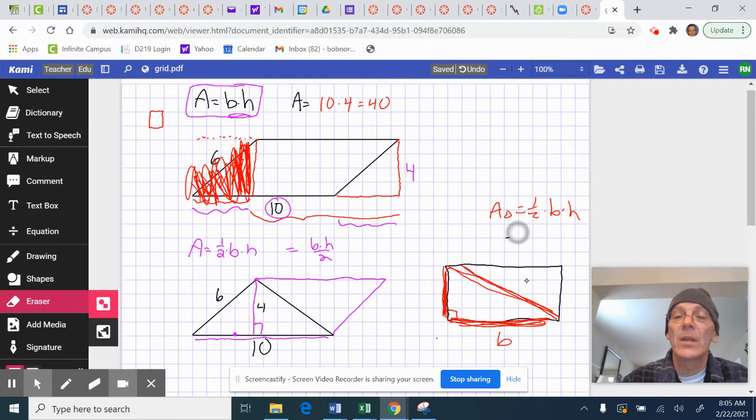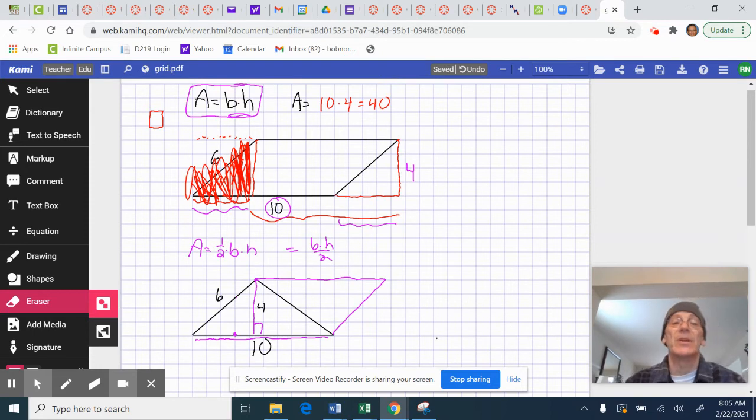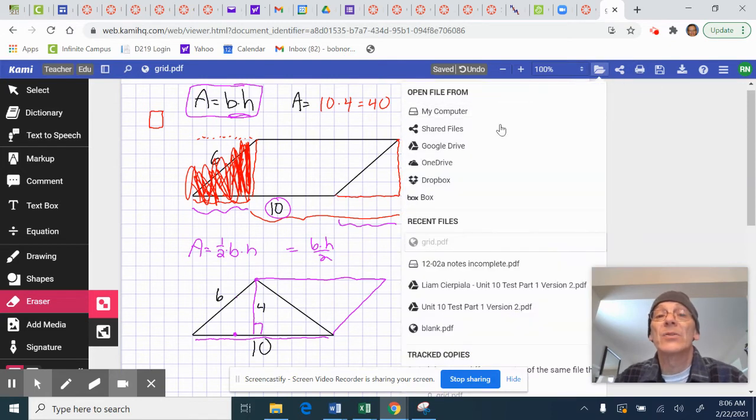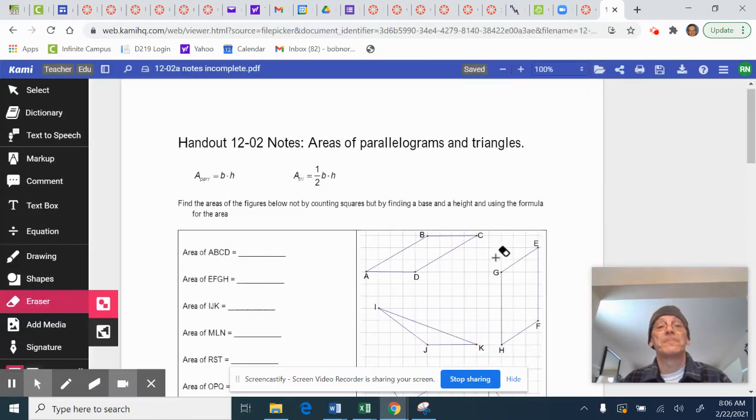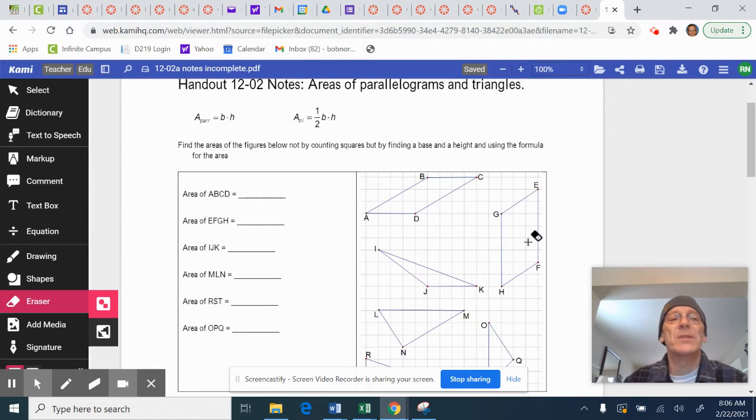Finally, well, no, I'll save the finally for the next page of notes that we're going to do. So we're done here with an explanation of why the formulas are what they are. Now let's go into the notes that you should have printed out. Let's see, here they are. Okay. And here are the formulas at the top of the page.